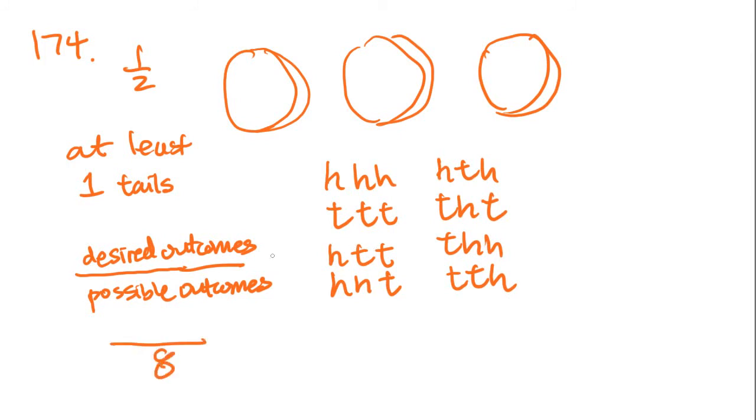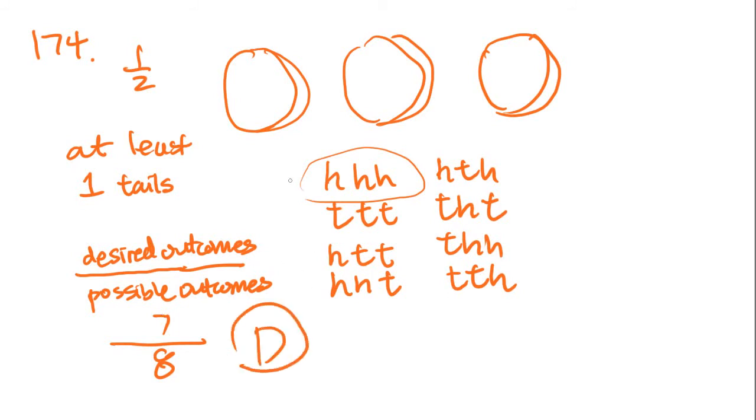And what are all the desired outcomes? We are looking for at least 1 tails, right? So all of these have at least 1 tails except for this one. So there are 7 different possible outcomes that we are looking for. So the answer is going to be 7 over 8. And that is going to be answer D.